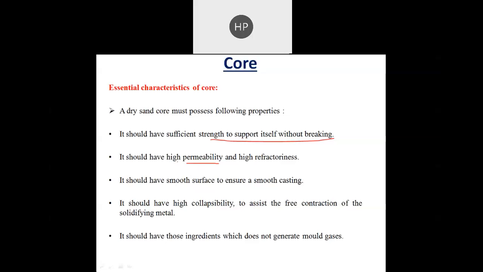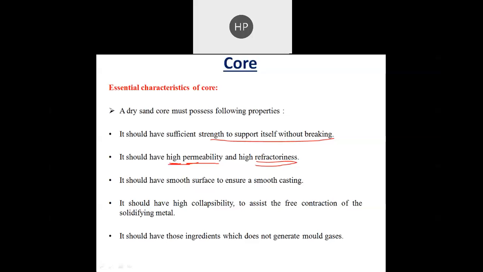So what is the requirement here? The requirement is that the core should have high permeability so that the gases can easily escape out from the hollow cavity, and it should have high refractoriness so that it is not affected by the heat of the molten metal and will not get cracked. It will not have any chemical action with respect to that molten metal.